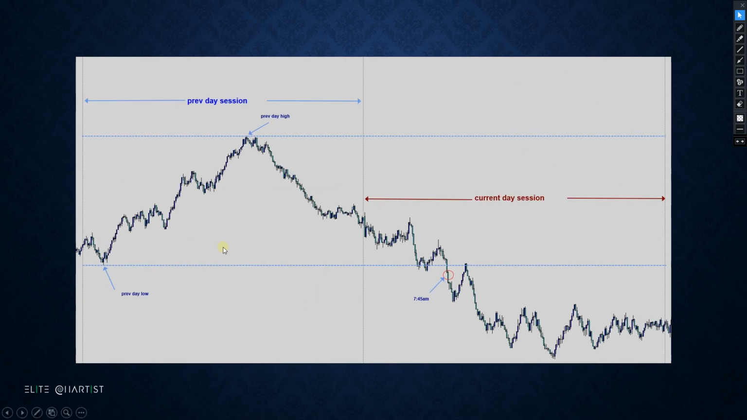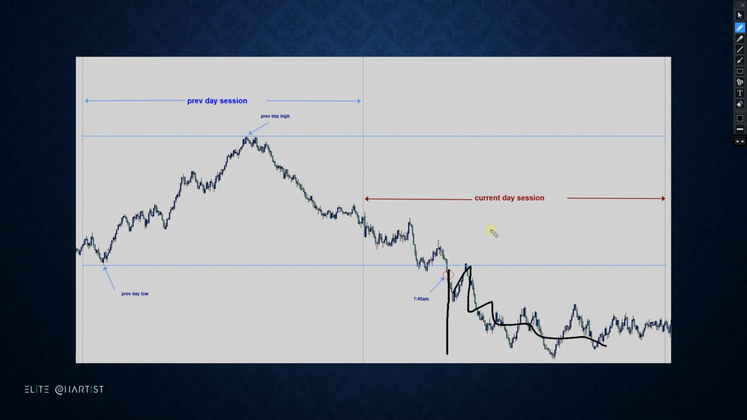On the short side, previous day is on the left side, current day session is on the right side. We are up to this candle right here on the 7:45 a.m. session. Nothing else has happened. And we see that we are underneath the previous day low, meaning it broke out to the downside. So we are going to be paying attention as to how it interacts with that previous day low. Why? Because that was a very key area that broke out.